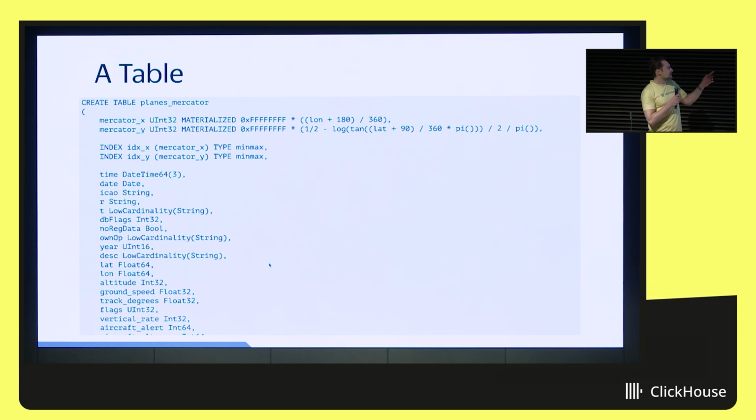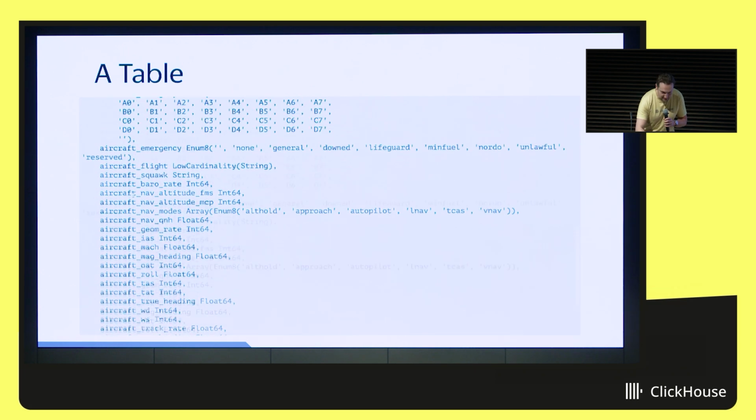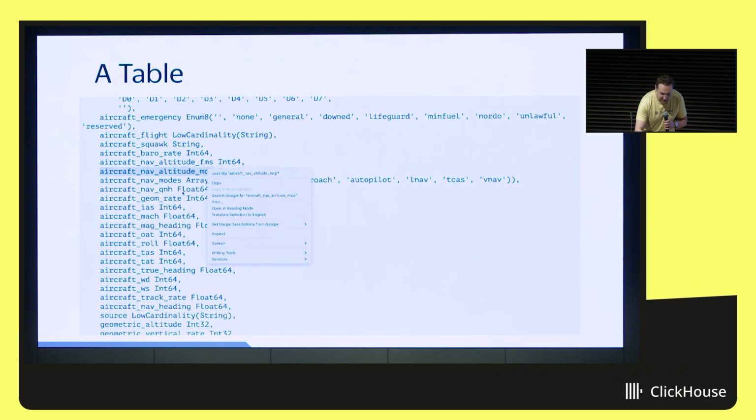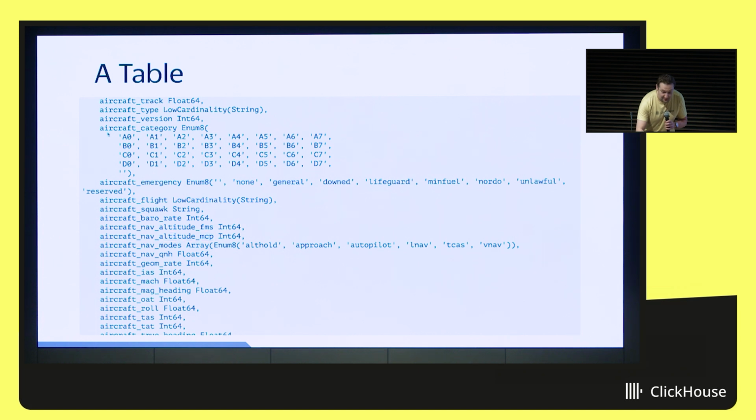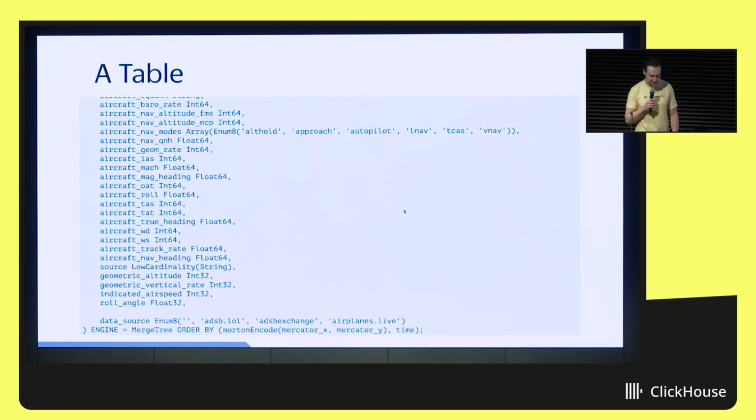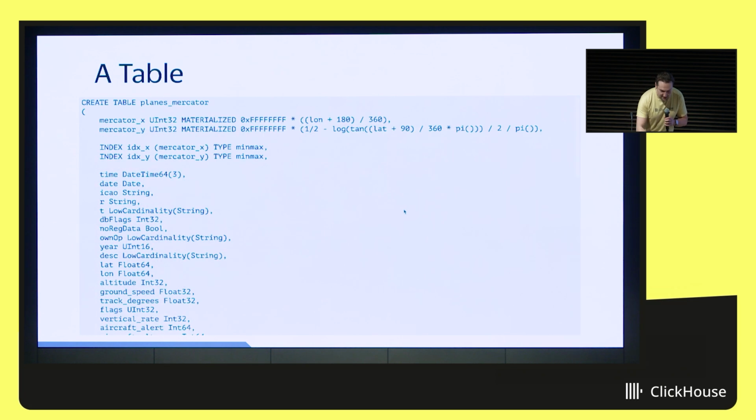The table that I created in ClickHouse Cloud looks like this. It has all the usual fields, some timestamp, date, some enumerations, like here, aircraft category, aircraft emergency. For example, if something happened, like there is almost no fuel, it will broadcast this emergency. And there are some interesting parts. So we have coordinates, latitude and longitude, Float64.